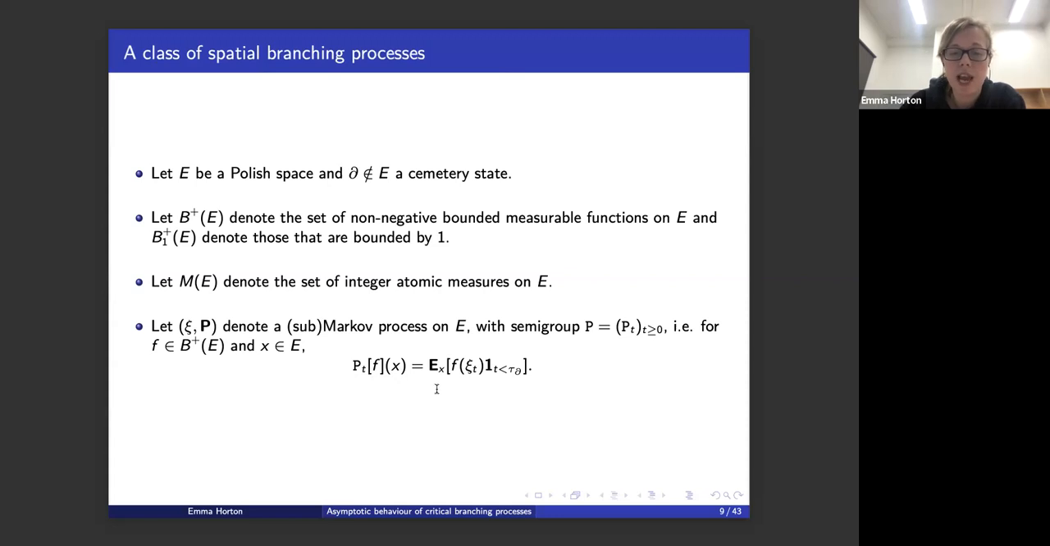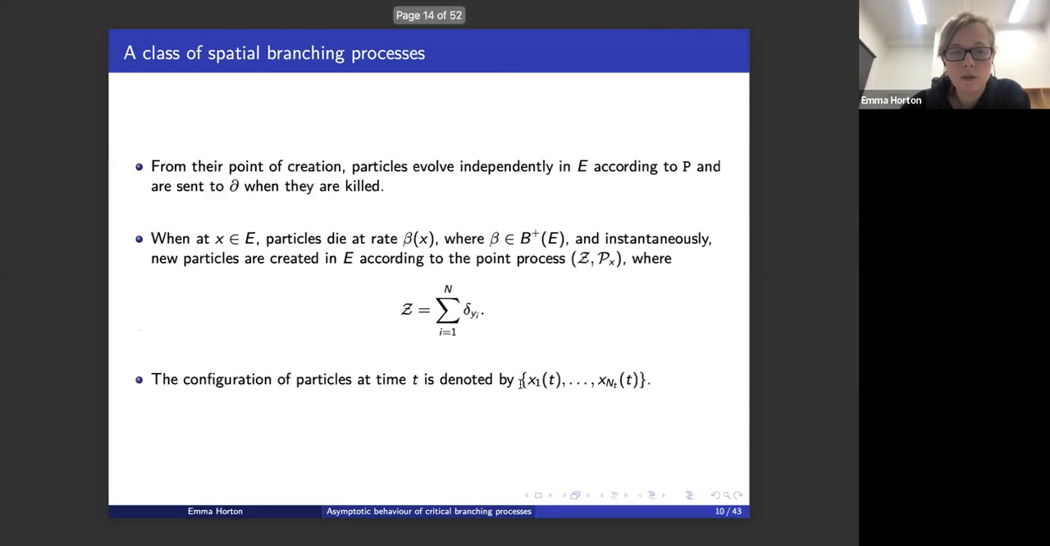So P_t f just gives the average of the position of this Markov process xi under the action of some function f, as long as it's still alive. So for any time before its killing time, which is given by tau_D. So if we think back to the neutron branching process, this is just the time at which a particle would hit the boundary of the reactor zone. And so given the point of their creation, particles will evolve independently in E according to this sub-Markov process. And then when they're killed, they're sent to this cemetery state delta.